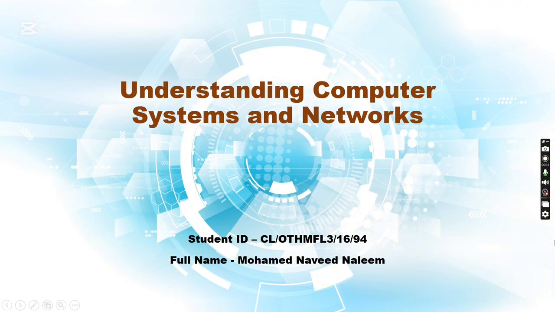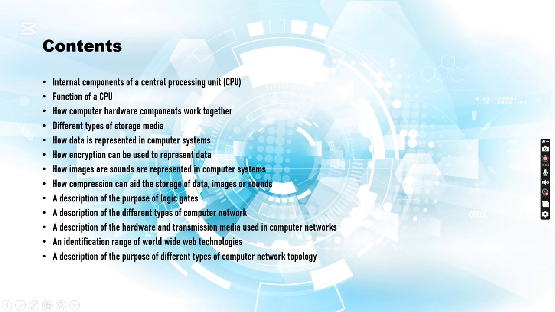So let's start this. Before this video, this is the contents of my presentation: internal components of a central processing unit (CPU), function of a CPU, how computer hardware components work together, different types of storage media, how data is represented in computer systems, how encryption can be used to represent data, how images or sounds are represented in computer systems, how compression can aid the storage of data, images or sounds, a description of the purpose of logic gates, a description of the different types of computer network, a description of the hardware and transmission media used in computer networks, an identification of a range of World Wide Web technologies, a description of the purpose of different types of computer network topology.